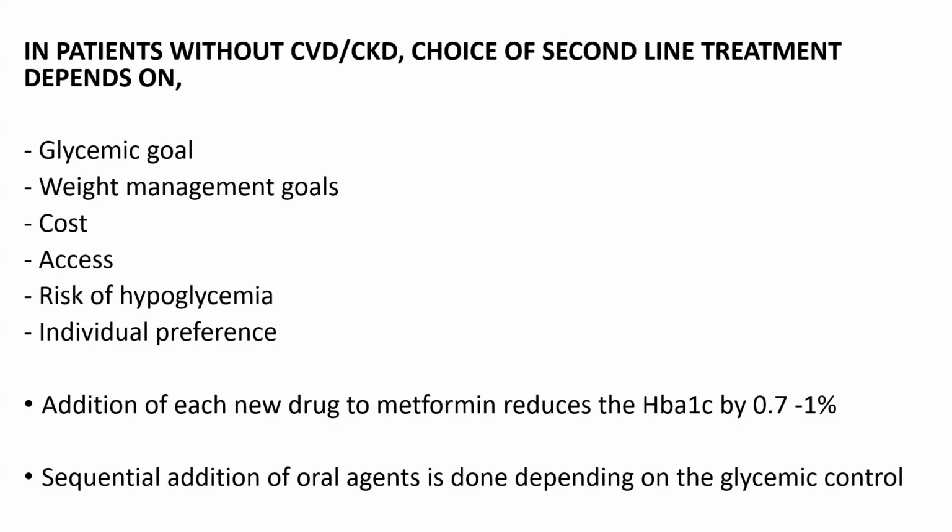So addition of each new drug to metformin generally reduces the HbA1c by 0.7 to 1%. Each of the drugs has its own HbA1c reduction level; you measure the efficacy of a drug by how much it reduces the HbA1c. For each drug it depends, but generally when you add each new drug, you have to keep in mind that on average it will reduce the HbA1c by 0.7 to 1%. So sequential addition of oral agents is done depending on the glycemic control.